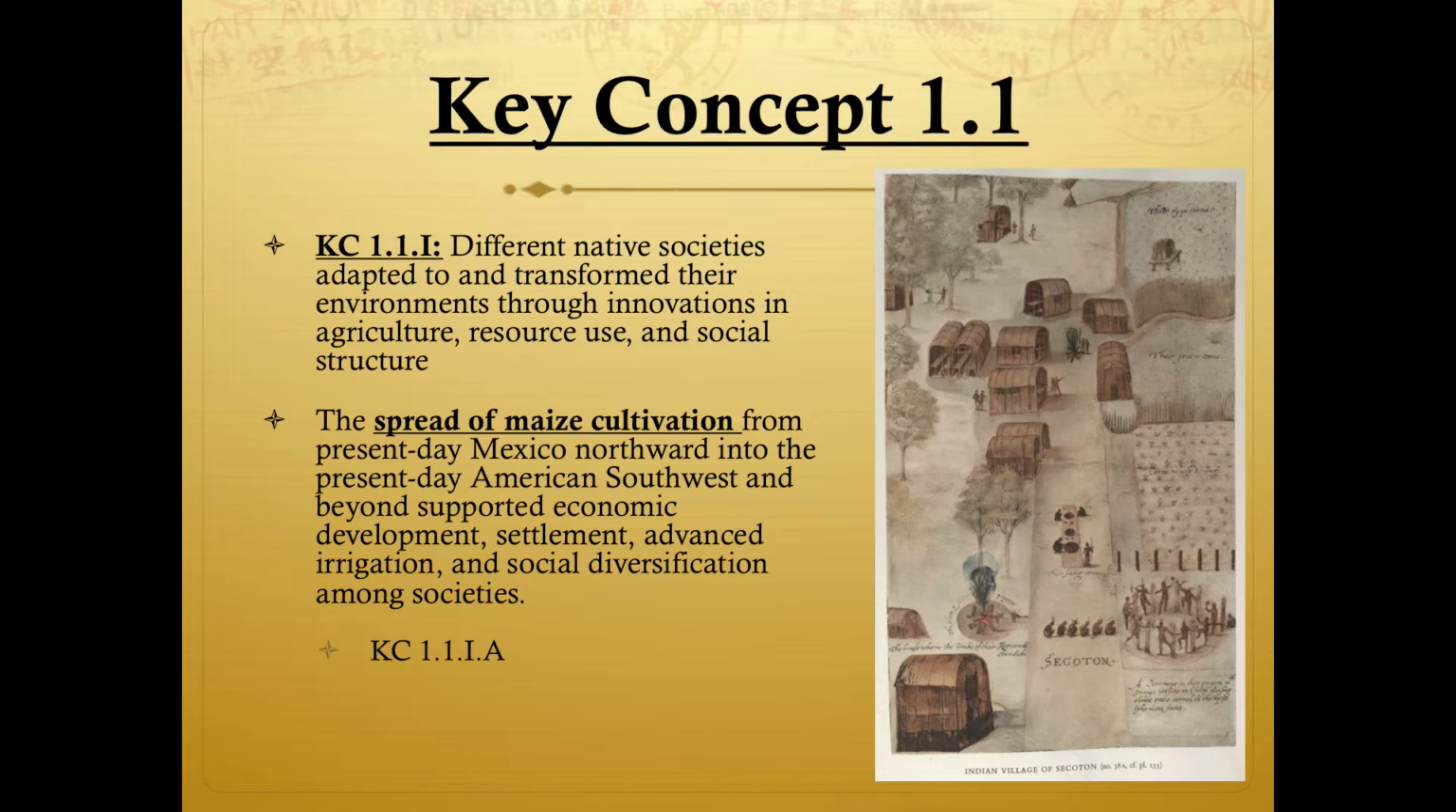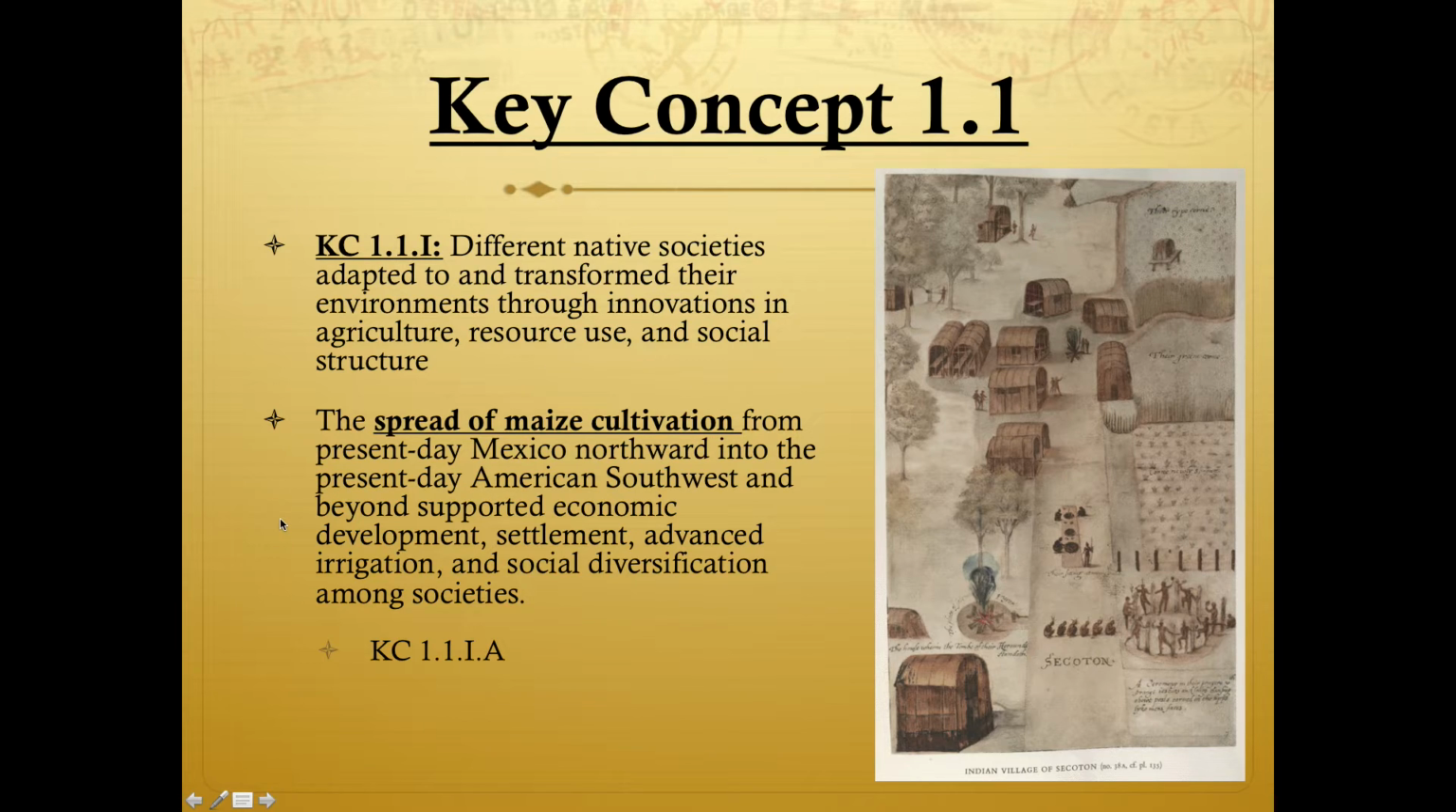So let's look a little bit more in depth at key concept 1.1, and you'll notice that they're divided into sub-concepts. Here's Roman numeral 1. Again, looking at these Native American societies, the very important thing to take note of that helped the development of these societies is the spread of maize. Maize cultivation is very important.